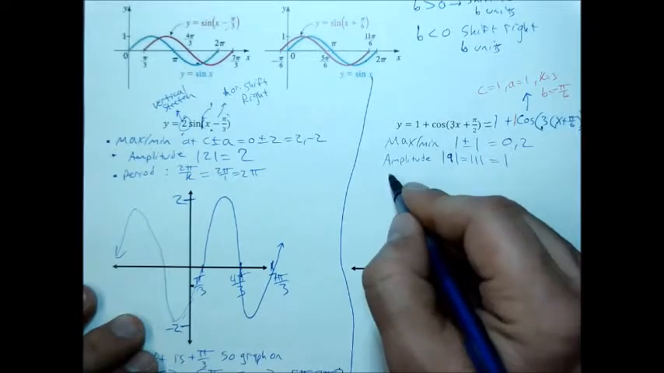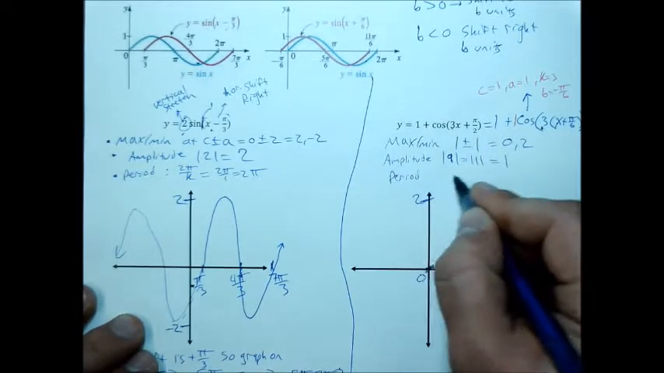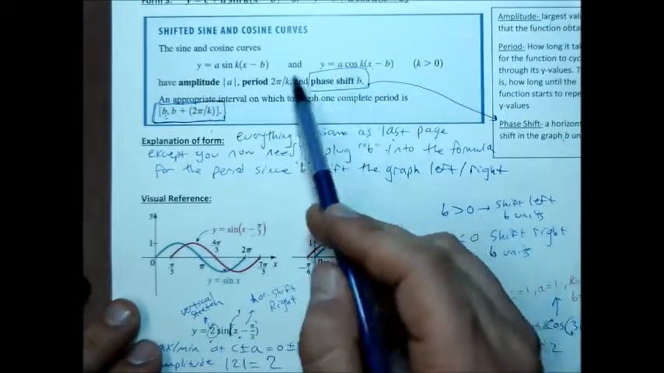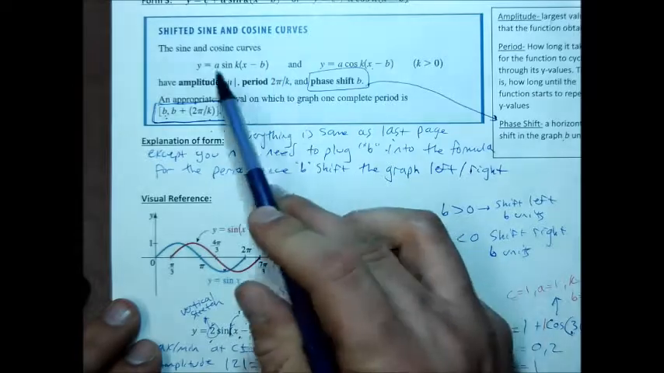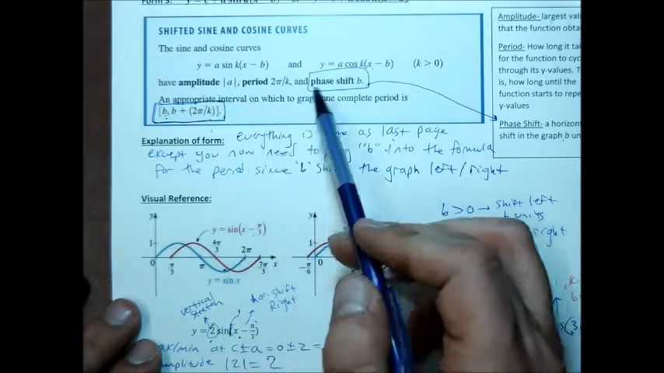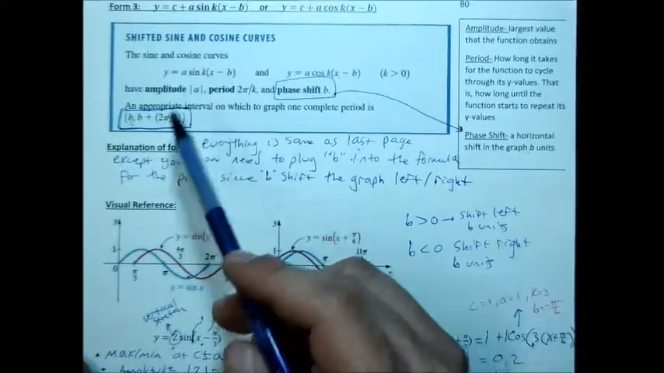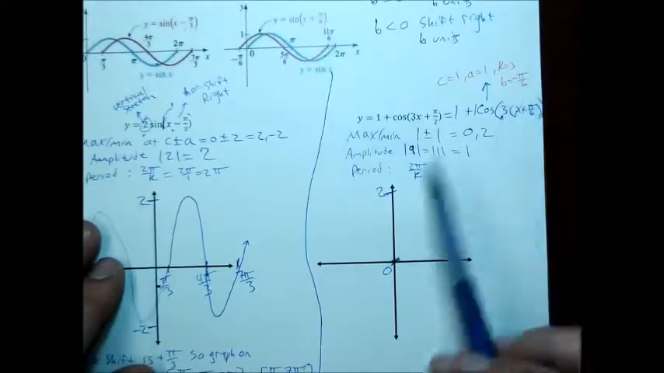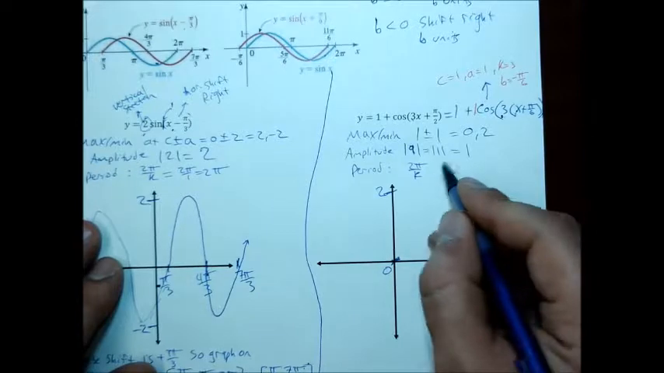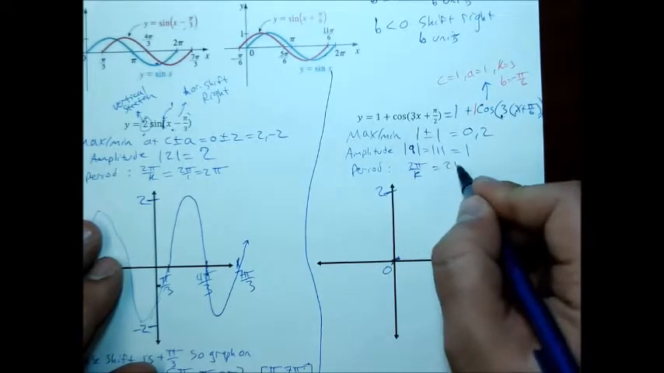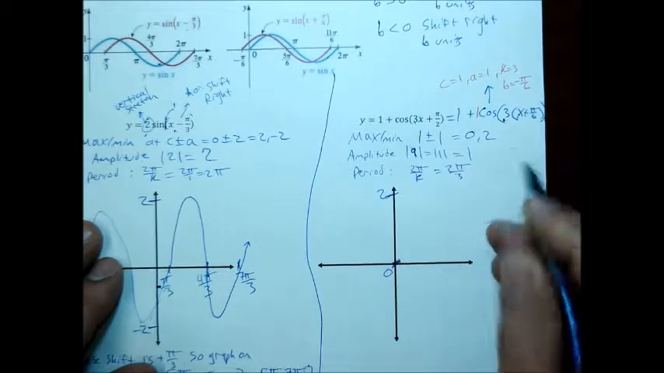The period on this one, we do 2 pi divided by k, right? And I'm just picking all this stuff right out from this box. The period is 2 pi over k, the amplitude is A, the phase shift is B, and then we'll do the interval as well. Anyway, the period is 2 pi over k, you can see k in this example is 3, and so the period is 2 pi over 3.